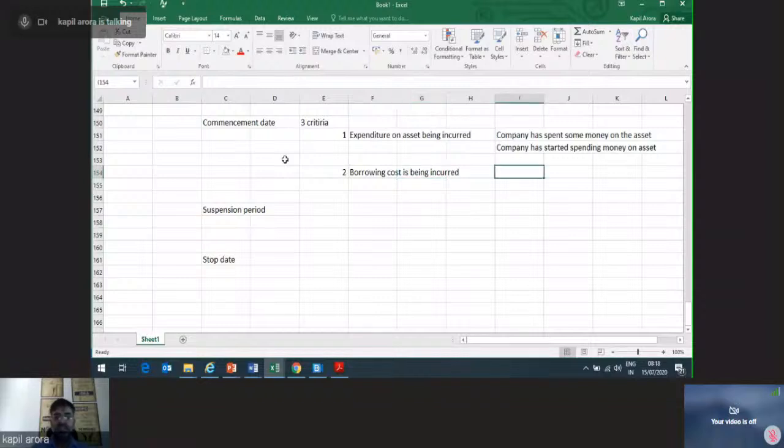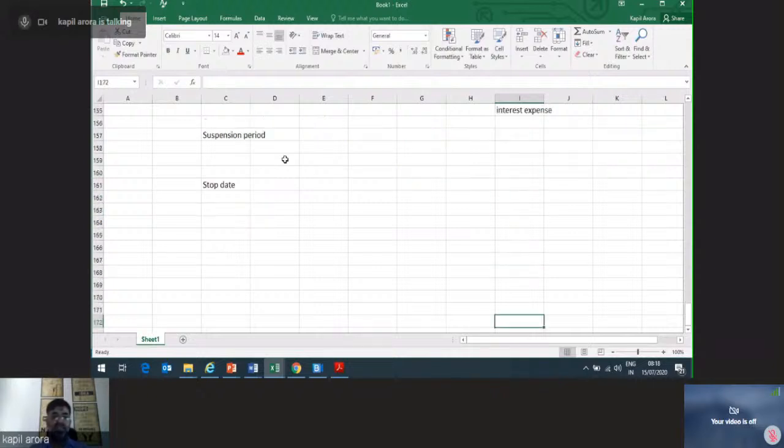Means I have already taken a loan and we are incurring interest expense or any borrowing cost. Now I just take an example here for better understanding.